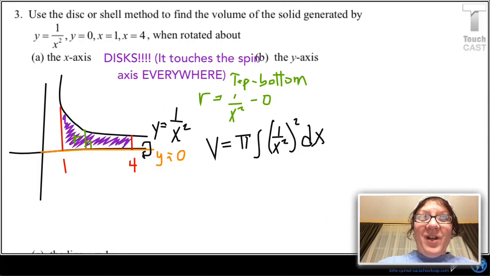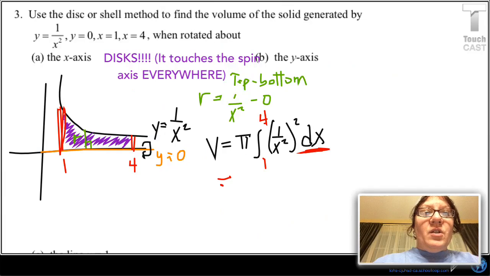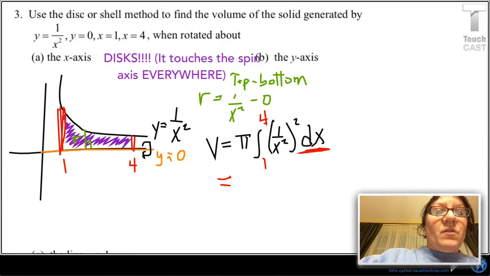How we doing so far? Did you get it? Did you get your radius drawn in perpendicular to that spin axis? Did you remember that since you're doing a horizontal spin axis, then you're integrating with respect to x? Now notice the only thing missing is my bounds. So I'm looking at x. The leftmost boundary for x is 1, and that rightmost boundary is 4. Okay, you finish, and then check your answers.